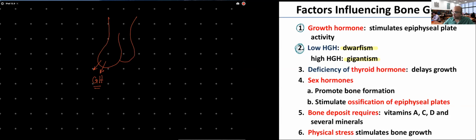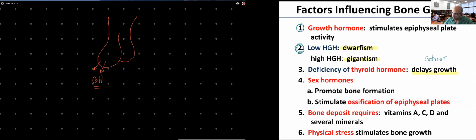Other hormones that also participate in affecting the bone growth is going to be the thyroid hormone. And the thyroid hormone deficiency is going to cause a delay in the growth. And if a baby is born with deficiency in the thyroid hormone, he will develop, if untreated, cretinism. And one of the major manifestations of cretinism is delayed growth and short stature.